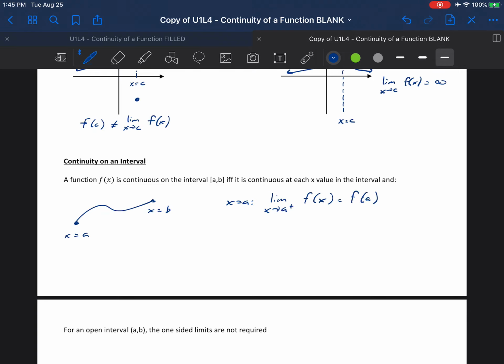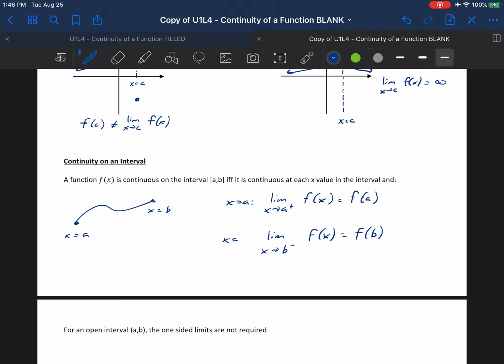Okay? We can't say the total limit because we don't know what's going on to the left of a. And then the other condition, and you can probably figure this out, is the limit as x goes to b from the left of f of x equals f of b. So basically this is a technical way of saying that at these endpoints, the one-sided limit equals the function value. Right? We don't really know what's going on with the total limit at a because we don't know what's going on to the left. And we don't know what's going on with the total limit at b because we don't know what's going on to the right. Okay?